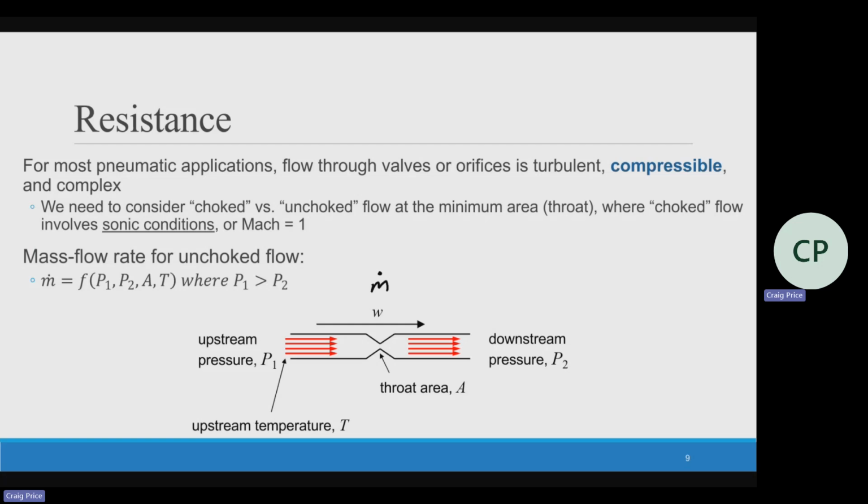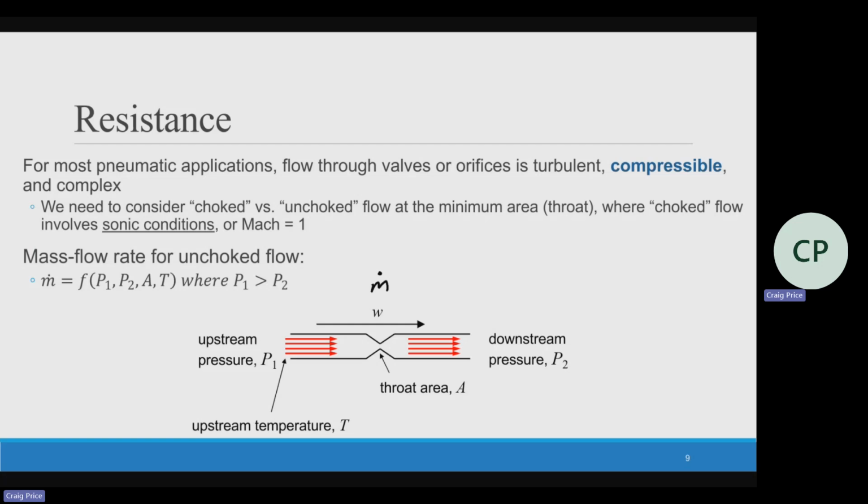So for pneumatics, now we covered hydraulics last time. Every time I have a pipe, a valve, something like that, it gives me resistance. So there's some energy loss as the fluid goes from one point to the other. For most, and I would say for all of our pneumatic problems, flow through the valves is going to be turbulent, compressible, and complex. There's two different types of conditions. So we're going to talk about those two: choked versus unchoked flow at the minimum area.